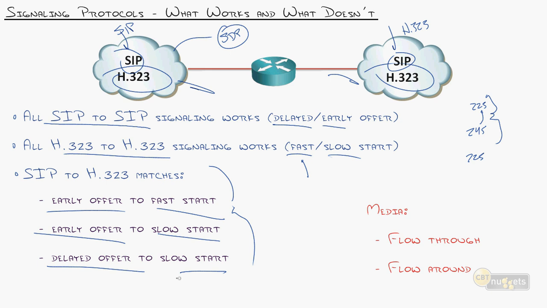So fast start on the right to delayed offer on the left, or also vice versa, delayed offer to fast start, which I know it sounds like, of course it doesn't work both ways, but the funny thing, you also run into an issue if you do a slow start to early offer. So I can go from early offer to slow start, so that would be coming from the SIP world to the H323. That one works, but I cannot go from slow start to early offer.